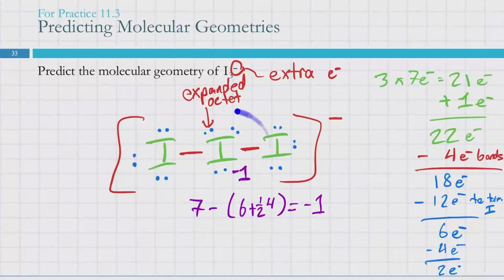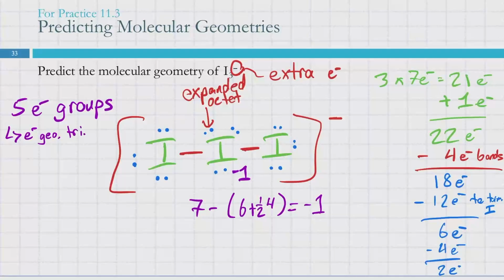How many groups do we have on our central atom? We have 5 electron groups. Who remembers what that shape is? Yeah, it's trigonal bipyramidal.